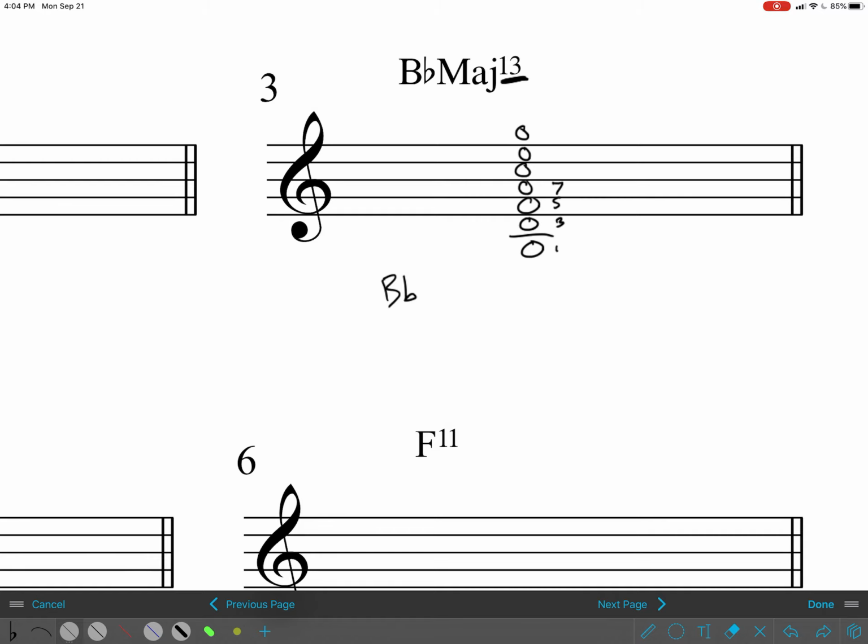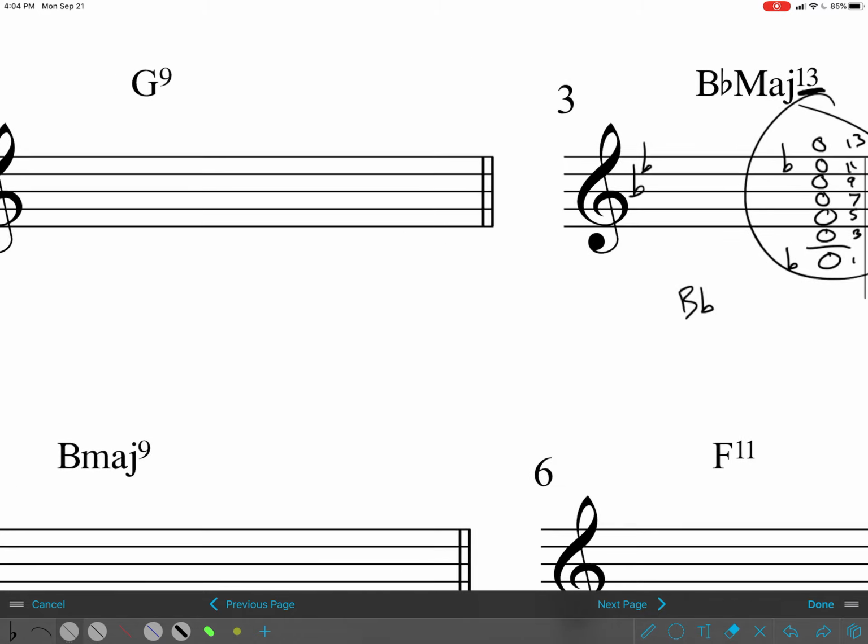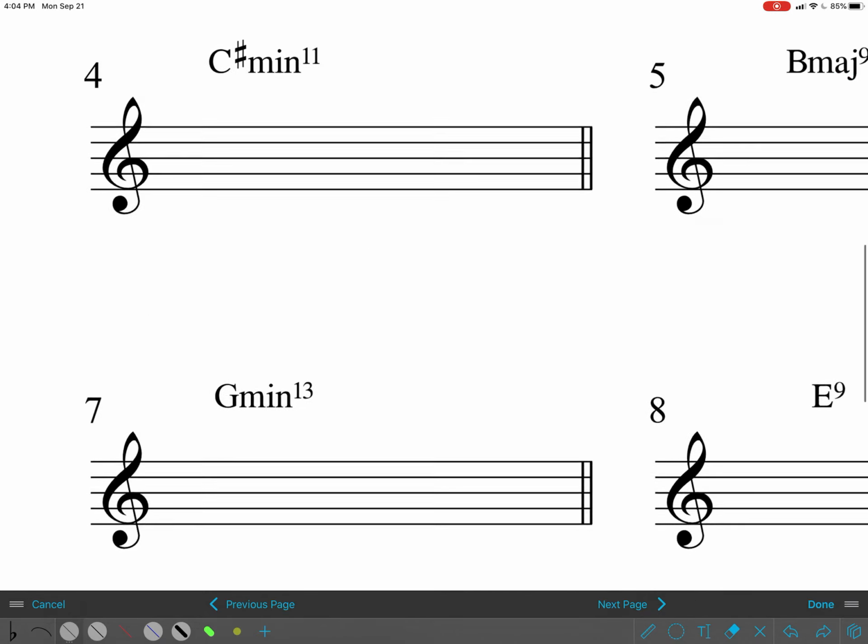1, 3, 5, 7, 9, 11, 13, right? And now, we just put in the key signature for that, which is B flat and E flat. Once you put those in, guys, it's basically done. That's your B flat major 13 chord, because there's nothing to change here. They're asking for the default easy one. Let's do another one.